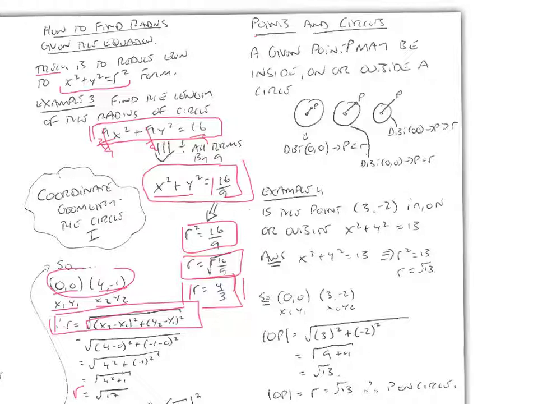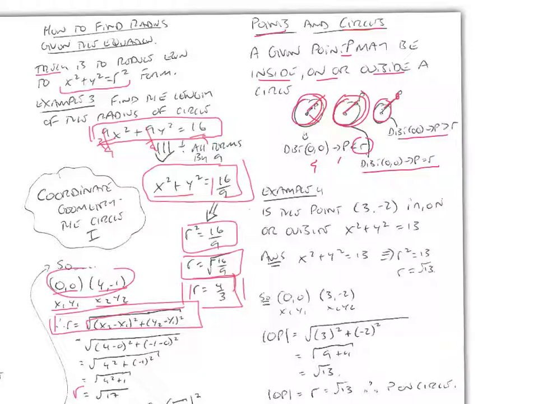Let's consider points and their location with respect to circles. A given point P may be inside, on, or outside a circle. For this one, the distance from the center 0, 0 to P is less than the radius of the circle. For this one, the distance from the centre to P is equal to the radius of the circle. And for this one, the distance from the centre to P is greater than the radius of the circle.